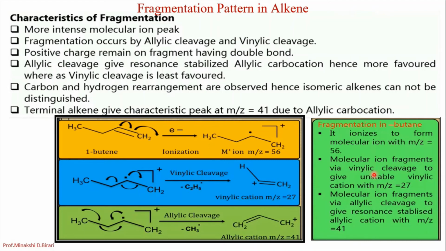Now let us see the spectrum of 1-butene. So we should remember the molecular ion peak in case of alkene is more intense as compared to alkane, and here the fragmentation occurs by allylic cleavage and vinylic cleavage, but allylic cleavage is more favorable than the vinylic cleavage due to the resonance stabilization. Carbon and hydrogen rearrangements are also observed, hence isomeric alkenes cannot be distinguished. Terminal alkenes have the characteristic peak at M by Z 41 due to allylic carbocation. Let us see the spectrum.